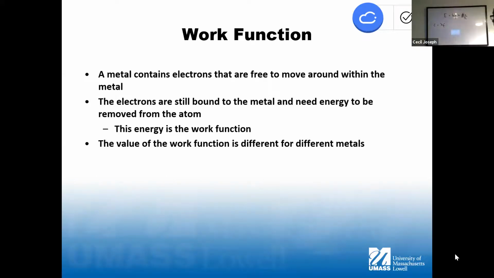The work function itself is that minimum amount of energy that is needed to eject that first electron from the metal. So the work function depends purely on the metal. It is the base amount set by your metal, essentially saying it depends on the metal.